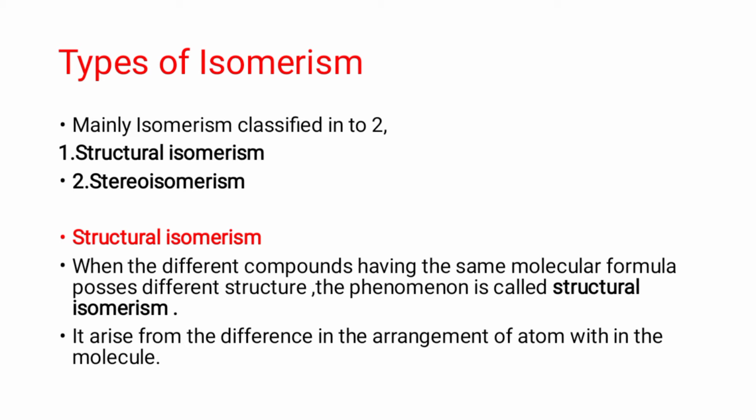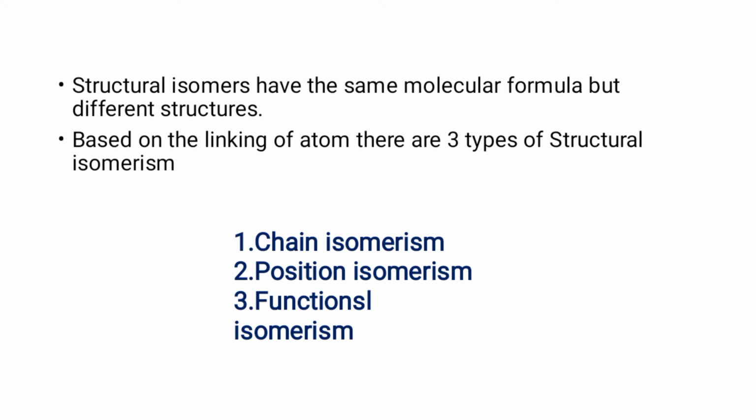Next is types of isomerism. Mainly two types of isomerism occur: structural isomerism and stereoisomerism. First is structural isomerism. When different compounds having the same molecular formula possess different structures, the phenomenon is called structural isomerism. It arises from the difference in the arrangement of atoms within the molecule. Structural isomers have the same molecular formula but different structures.